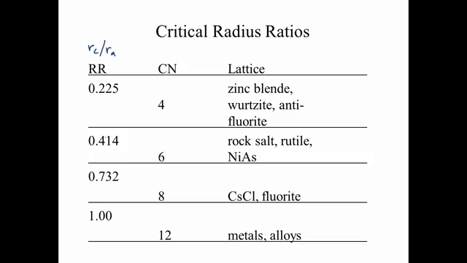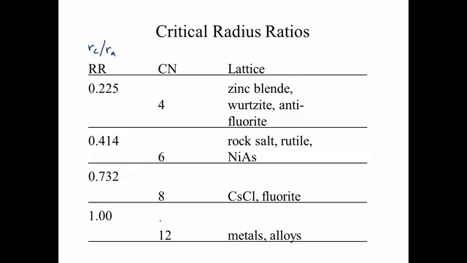Below this ratio and above 0.414, we would get the rock salt type structure, coordination number 6, octahedral holes. Below 0.414 and above 0.225, so the smaller hole is the tetrahedral hole in such structures as the zinc blende. And I guess we should also mention that you could have a radius ratio of 1, which would be a larger hole, coordination number 12, which is actually the close packed structure you see in metals and alloys.